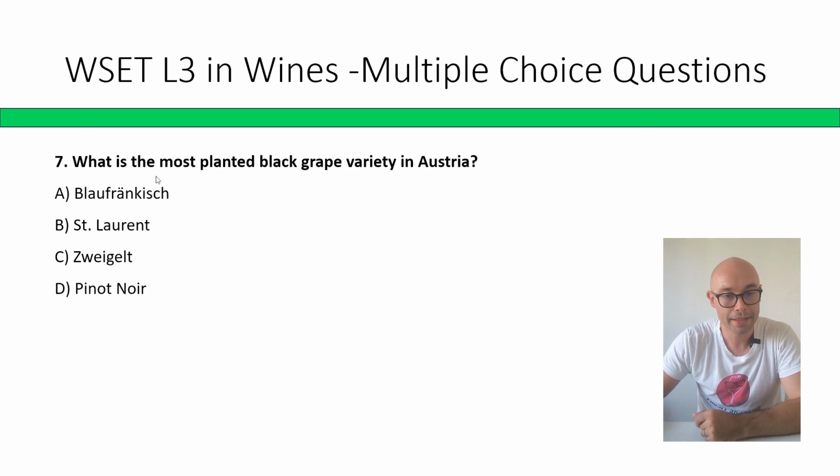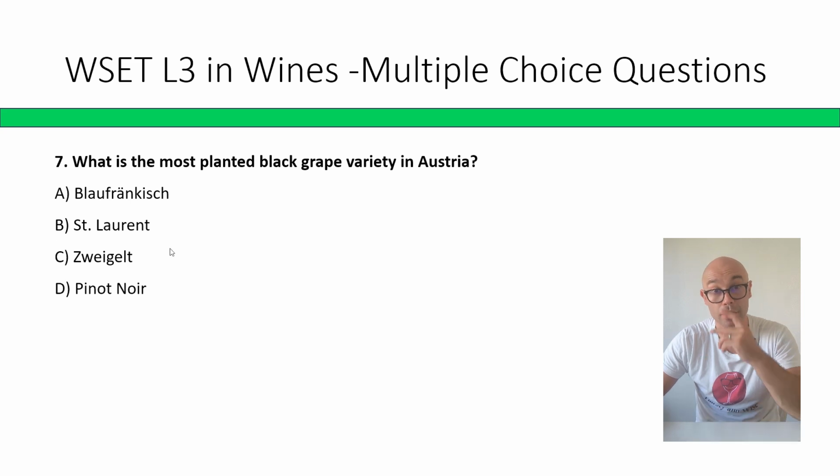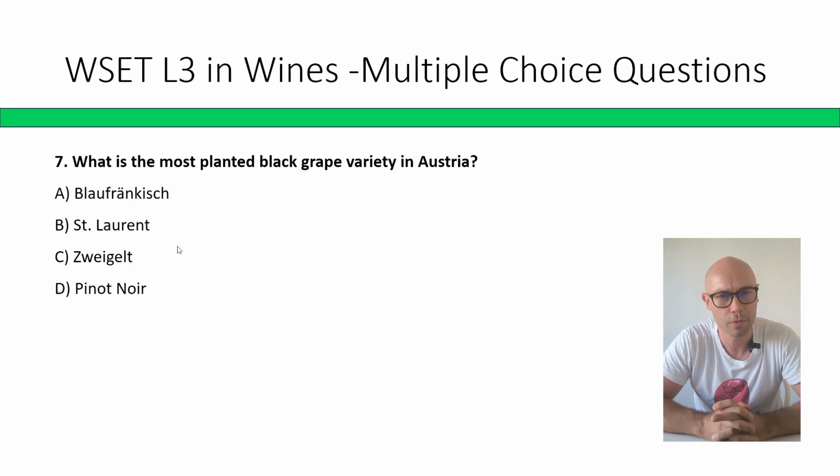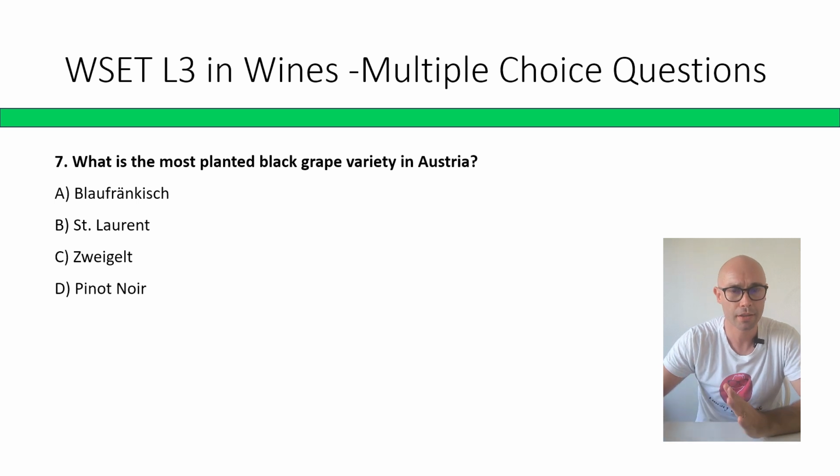What is the most planted black grape variety in Austria? Blaufränkisch, Saint Laurent, Zweigelt, Pinot Noir. The correct answer is B, Saint Laurent. Saint Laurent is a crossing between, I believe, Blaufränkisch and Zweigelt.